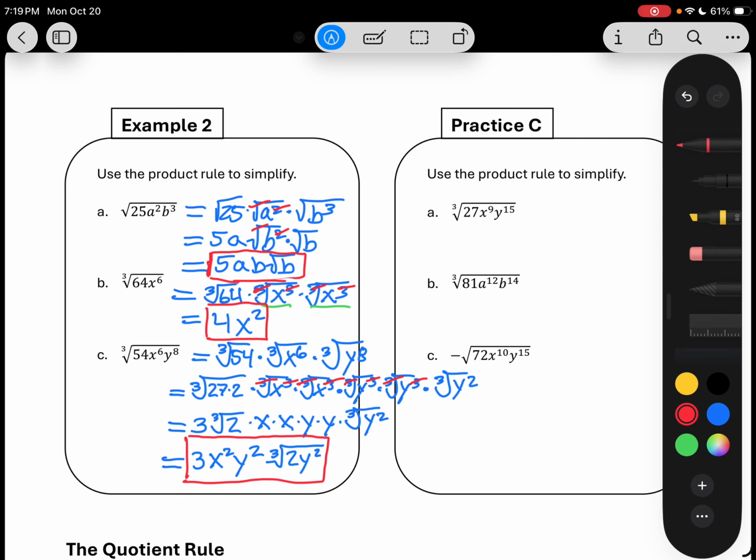Okay, so go ahead and try practice C, and let's see what you can do. Pause the video and do practice C.